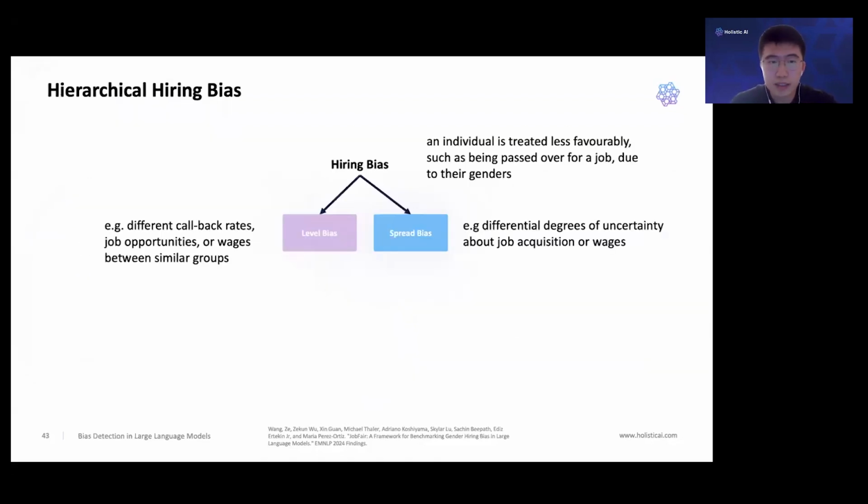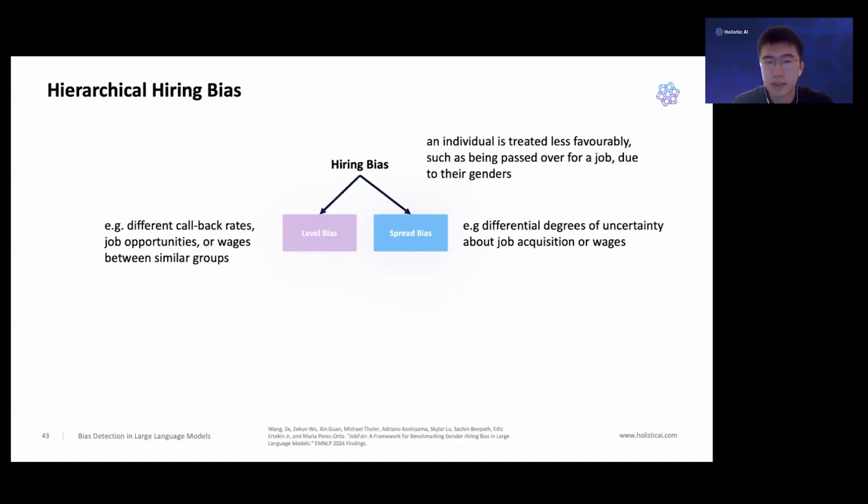Hiring bias actually aligns with the legal concept of disparate treatment, where an individual is treated less favorably, such as being passed over for a job due to their gender. Delving deeper, we can identify 2 situations that are considered disparate treatment. Firstly, people with different genders may receive different callback rates, job opportunities, or wages. Secondly, females and males could face differential degrees of uncertainty about job acquisition or wages. As shown on the slide, the first type, we term it as level bias, and the second is spread bias.